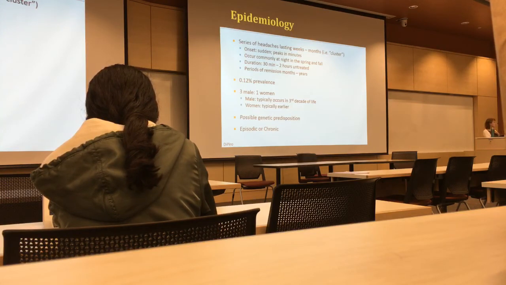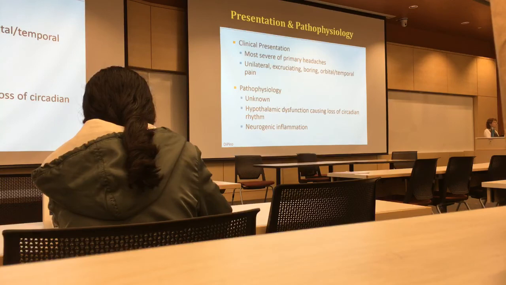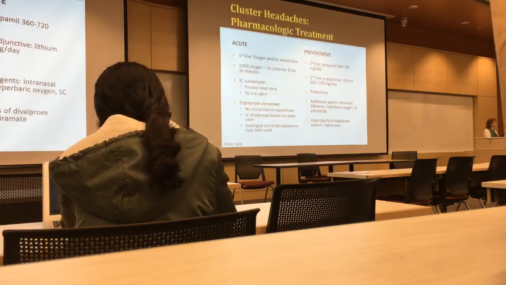Very small prevalence, 0.12%, greater in males, and it usually occurs in the 3rd decade. And there may be a genetic predisposition, and they can be episodic or chronic. Most severe of the primary headaches, unilateral, excruciating. It feels like someone's putting a hot poker in their eye. We don't really know the pathophysiology of it, but it might be related to hypothalamic dysfunction or changes in the circadian rhythm or neurogenic inflammation.